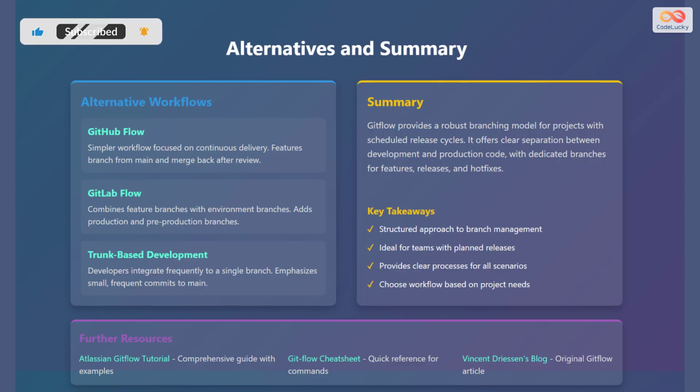In summary, Gitflow provides a robust branching model for projects with scheduled release cycles. It is ideal for teams with planned releases as it provides clear processes for all scenarios. Choose the workflow that best fits your project's specific needs. Some further resources are the Atlassian Gitflow tutorial, a Gitflow cheat sheet, and Vincent Driessen's blog.